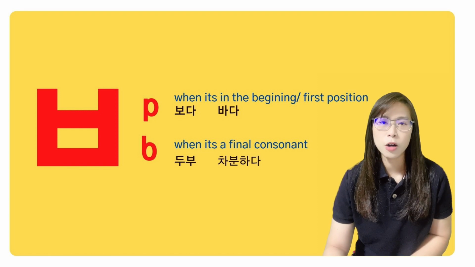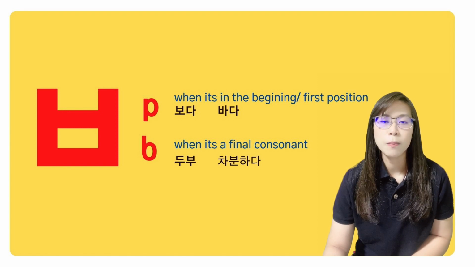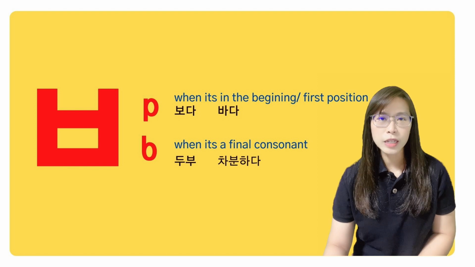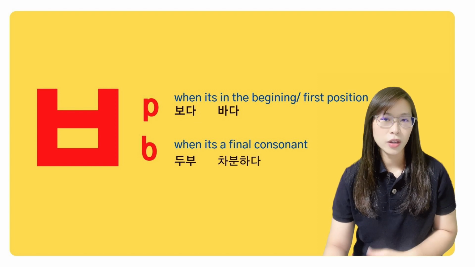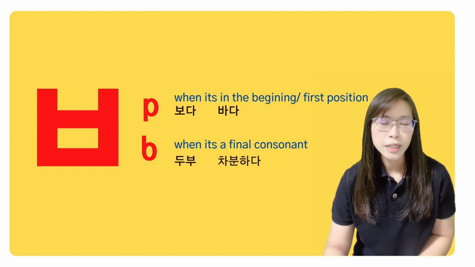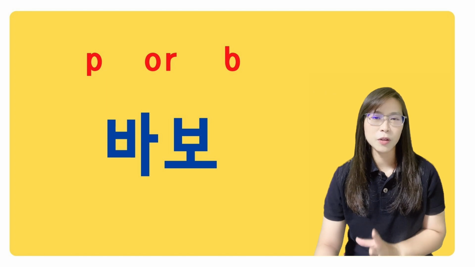So for example, 두부, bu and not pu, 두부, okay, 두부. Or 차분하다, not pu but bun, 차분하다, 분. Okay, so when it happens in the second character of the entire word or thereafter, it's pronounced more like a B.